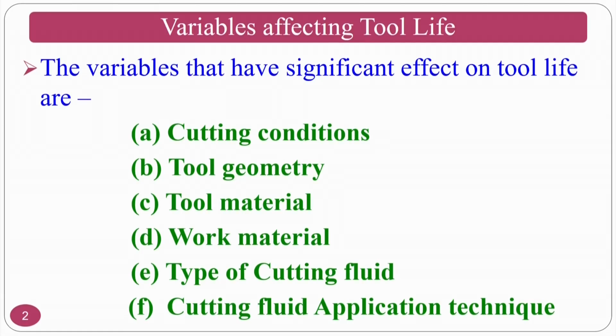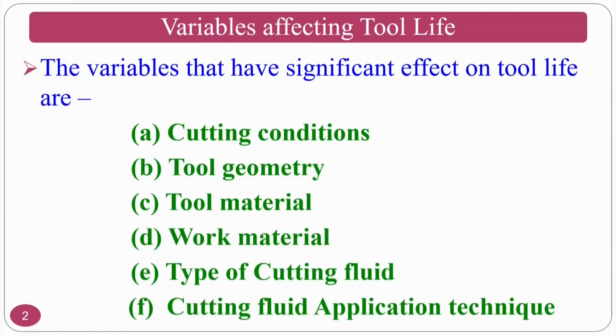So we are discussing tool wear and tool life, and we are also looking into the variables that are affecting the tool life. Till now we have seen that these are the variables: cutting conditions, tool geometry, tool materials, work materials, as well as the type of cutting fluid and the cutting fluid application technique. Now we are discussing the variables affecting the tool life.